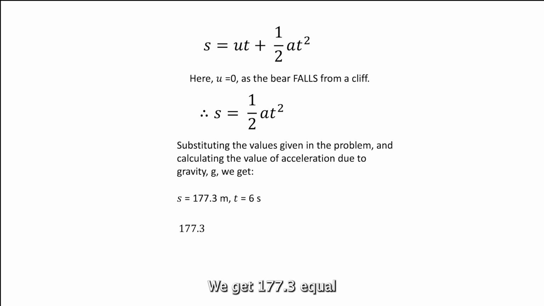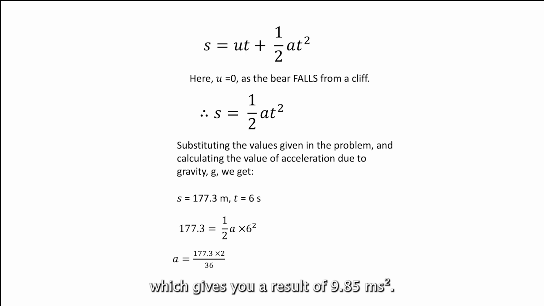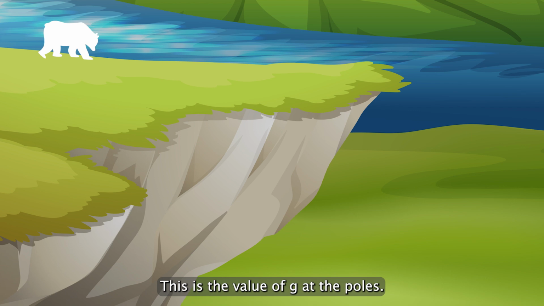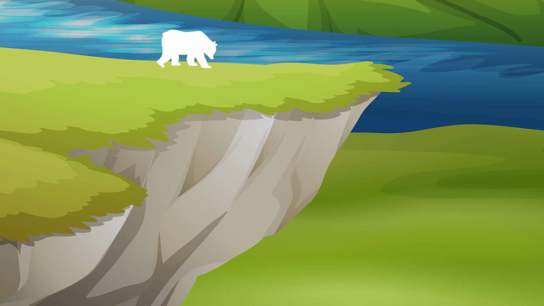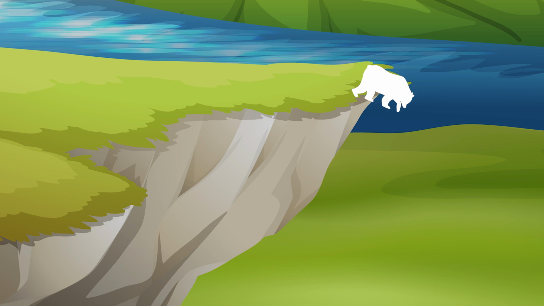177.3 equal to a into 6 squared by 2, and therefore a equal to 177.3 times 2 divided by 36, which gives you a result of 9.85 meters per second squared. This is the value of g at the poles. Therefore, the color of the bear must be white.